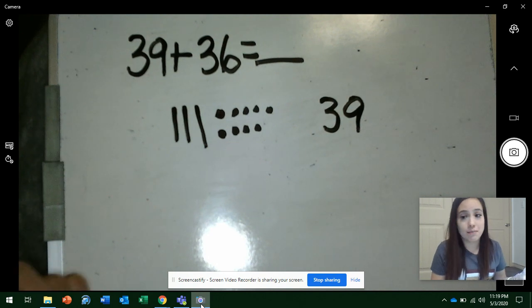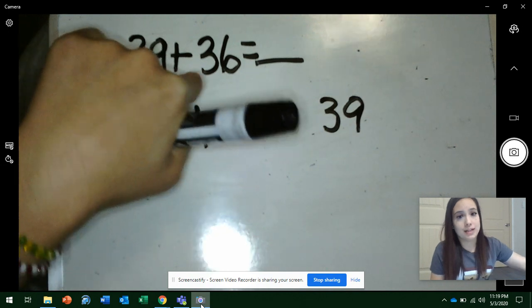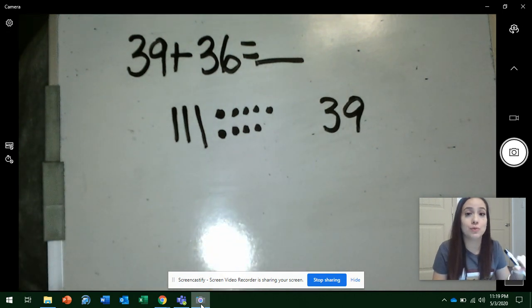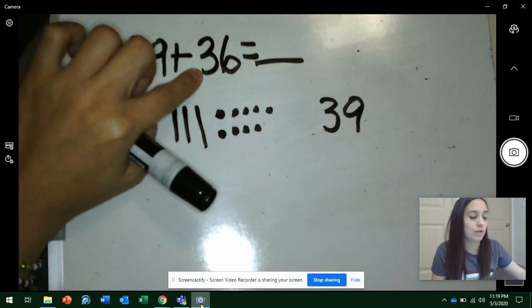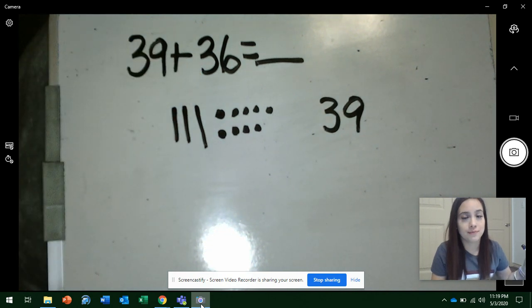Okay, second step is we draw the second addend and also write it down on the side. But we have to remember to align the tens with the tens, the ones with the ones. So how many tens and ones does 36 have? Get ready. Yes, 3 tens, 6 ones.